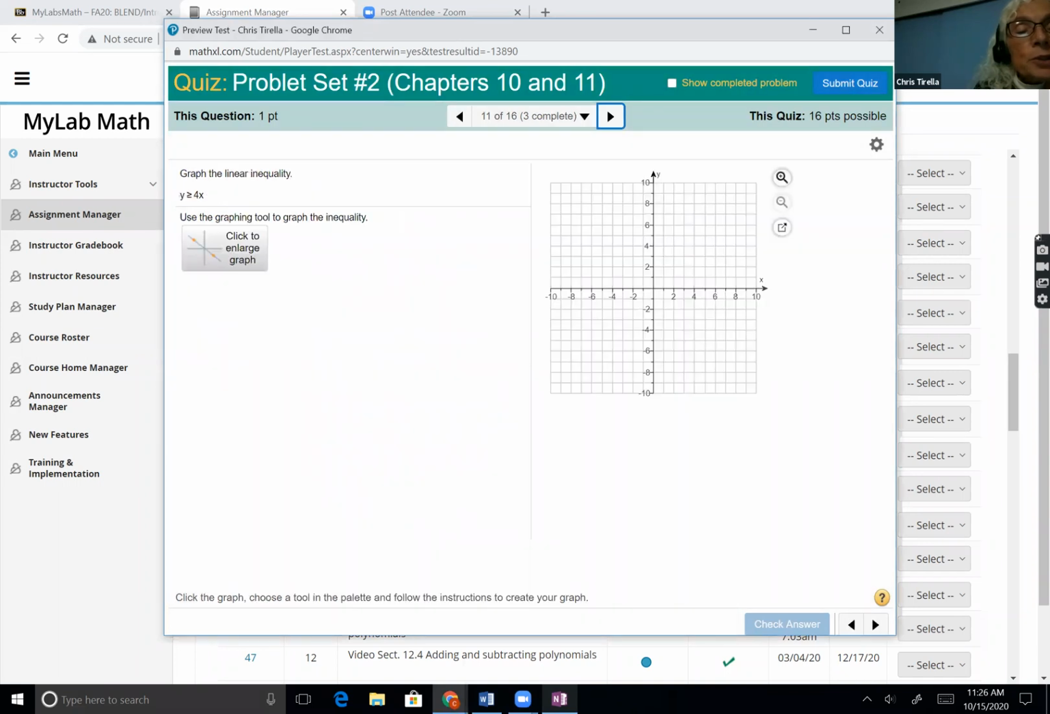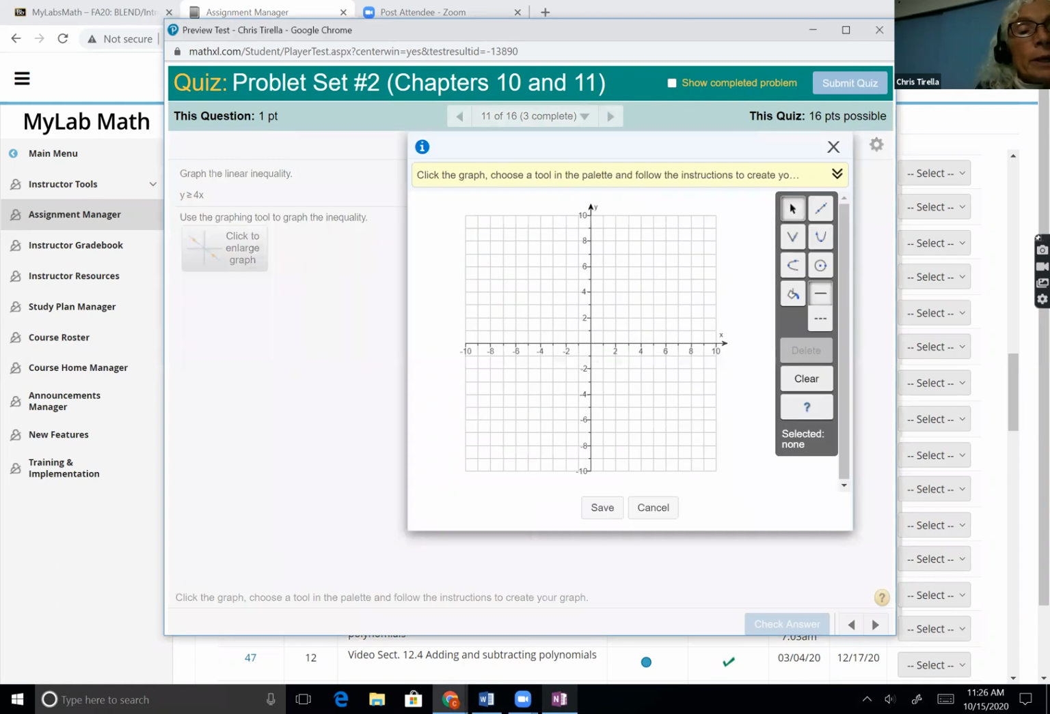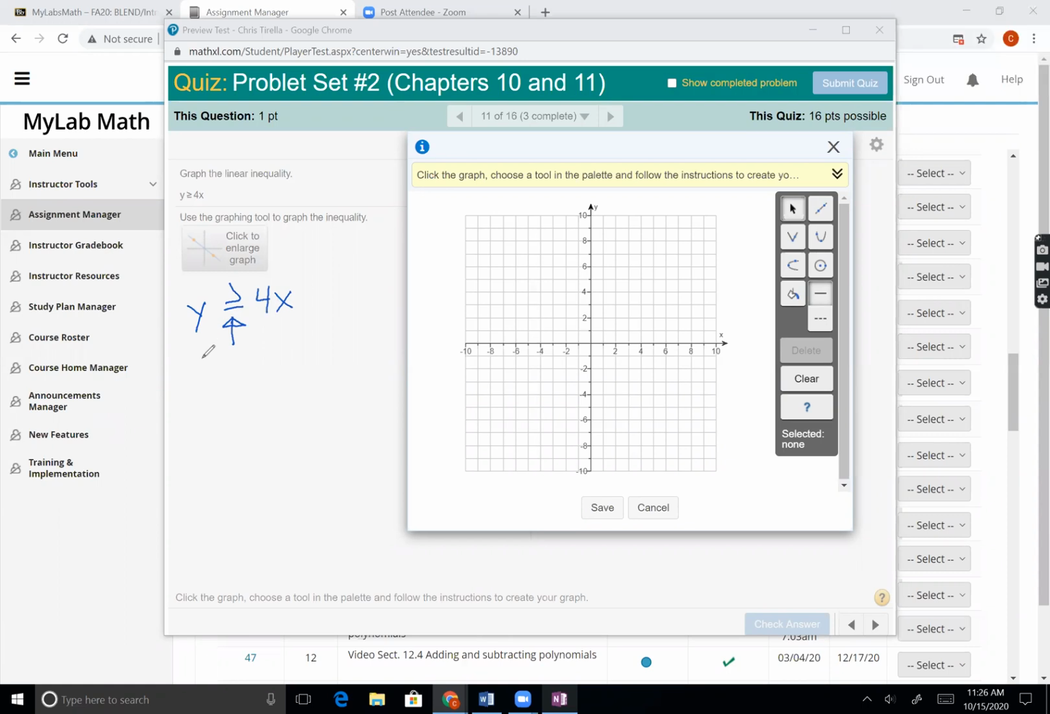Next question asks you to graph the linear inequality. I'm going to enlarge it. And I'd like you to remember that graphing a linear inequality is a little bit more than a one-step process. We've got to do a couple of things. First of all, I've got y is greater than or equal to 4x. As I look at that symbol, will this be a solid line or a dotted line? Solid, because it's got the line underneath it.